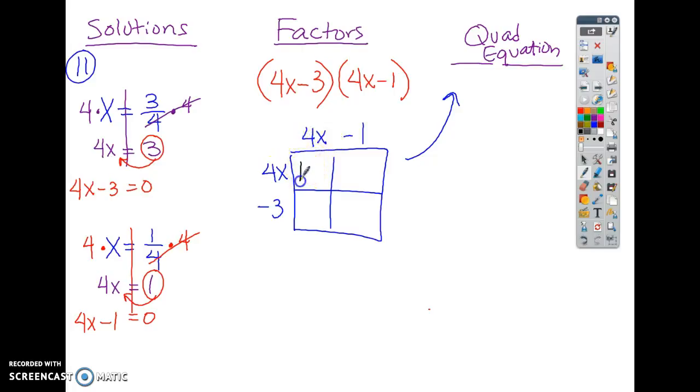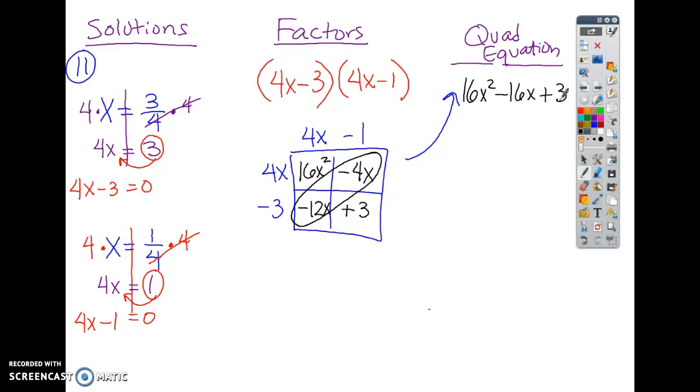4x times 4x is 16x squared. 4 times 4 is 16. 4x times negative 1 is a negative 4x. Negative 3 times 4x is a negative 12x. And negative 3 times a negative 1 is a positive 3. Combine these two. That gives you negative 16x. So you have 16x squared minus 16x plus 3 as your equation, and that is not the answer unless you check it.